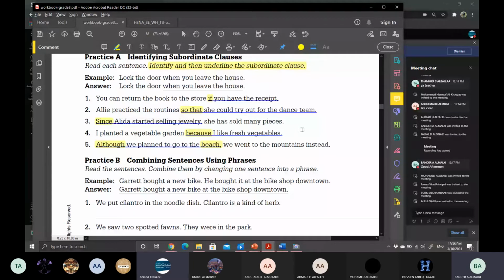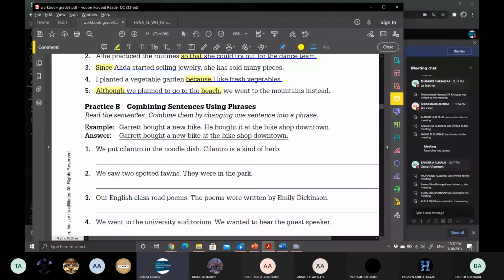No, teacher. Bon appetit. Okay, jumping to practice number B, we are asked to combine the sentences using phrases. So two simple sentences will become one phrase. For example, Greg bought a new bike. He bought it at the bike shop downtown. So we can make the two independent clauses one phrase by saying: Greg bought a new bike at the bike shop downtown.